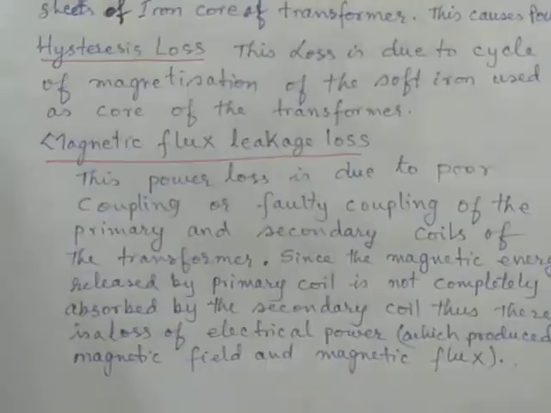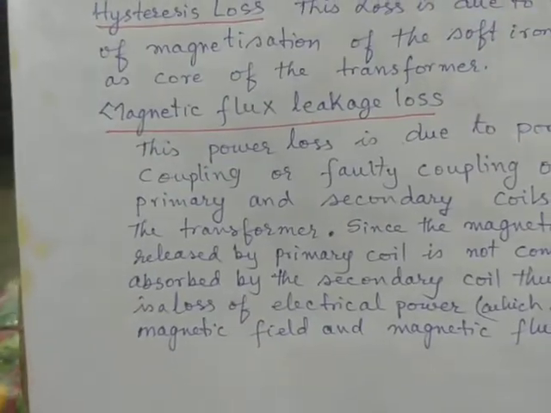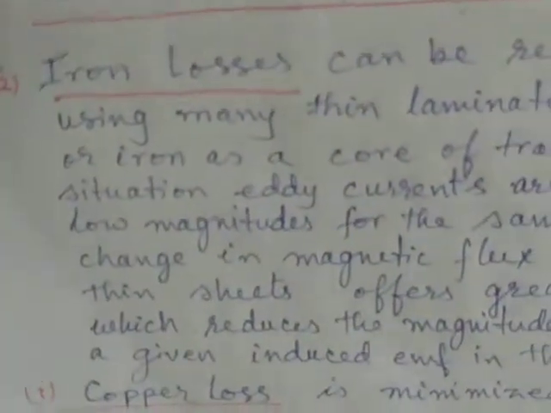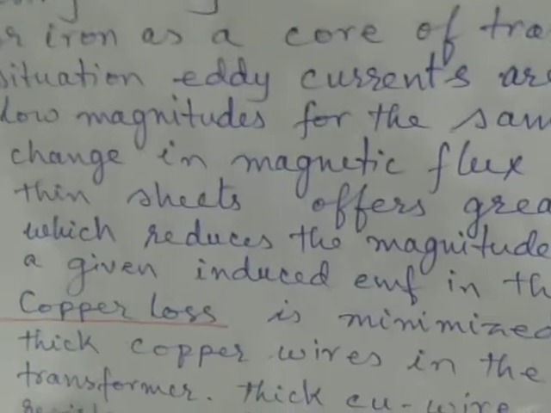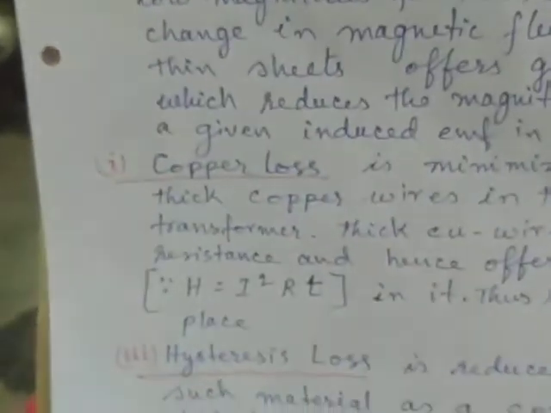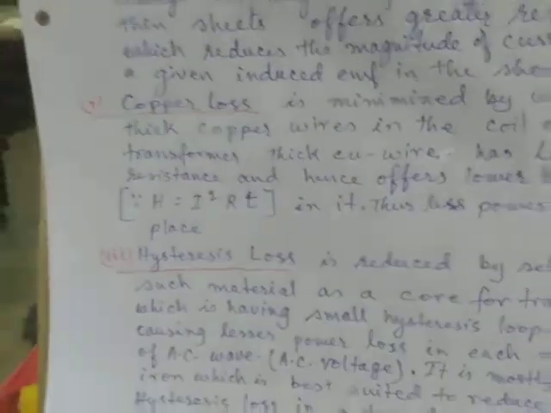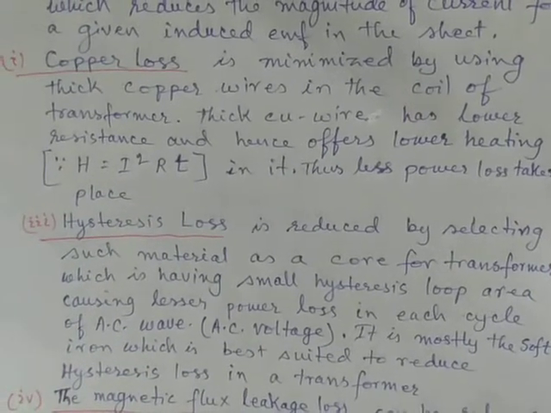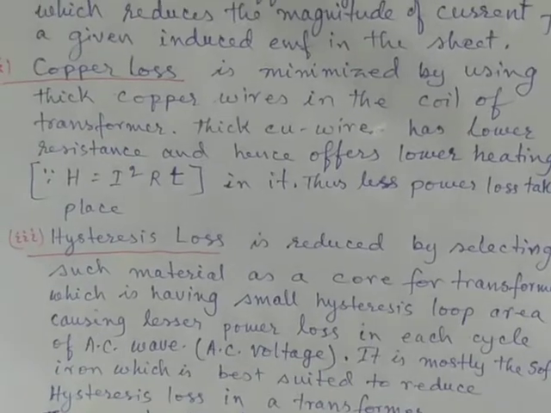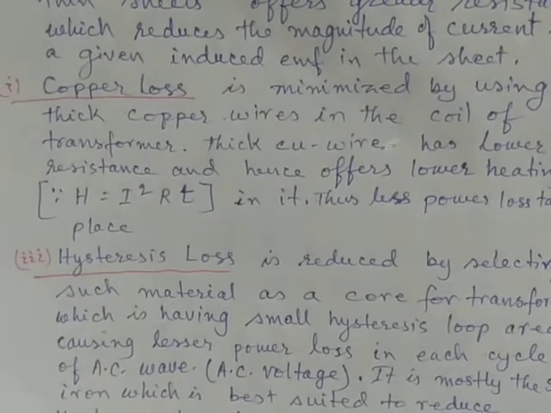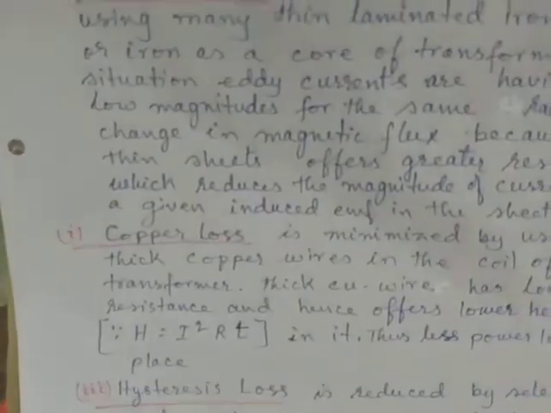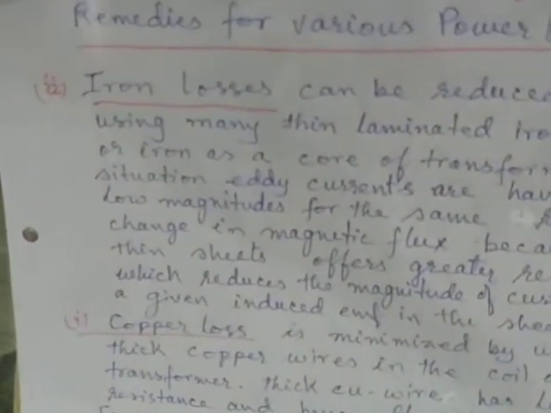Now how we can overcome and reduce these types of losses, we will discuss one by one. In the case of copper loss, what we can do is use thick wires in the solenoids so that the resistance of the coil becomes less, and as a result the heating effect will be less. Now the second type of loss is iron loss.